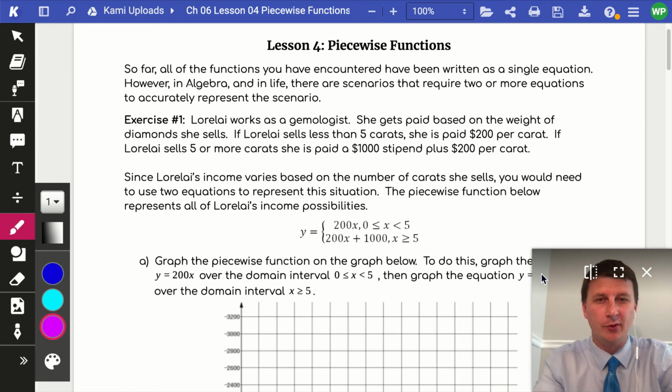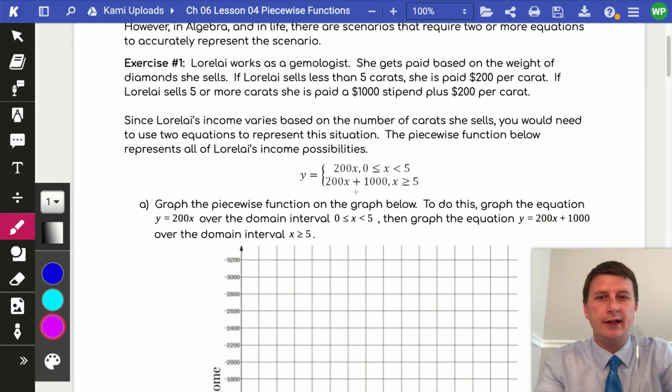You, Algebra 1. And in this lesson, we're going to look at piecewise functions. And it says, so far, all of the functions you have encountered have been written as a single equation. However, in algebra and in life, there are scenarios that require two or more equations to accurately represent the scenario.